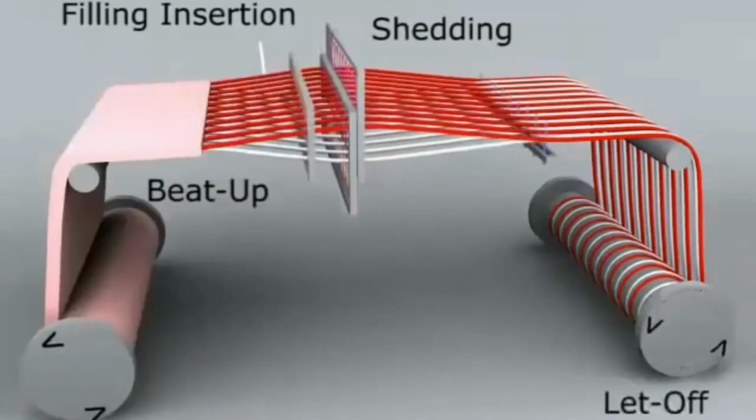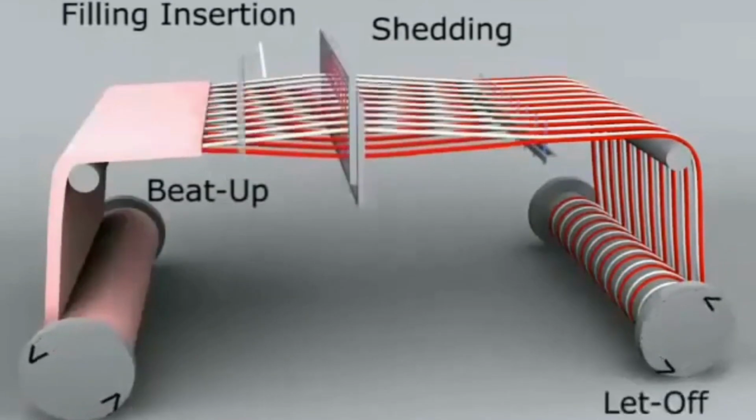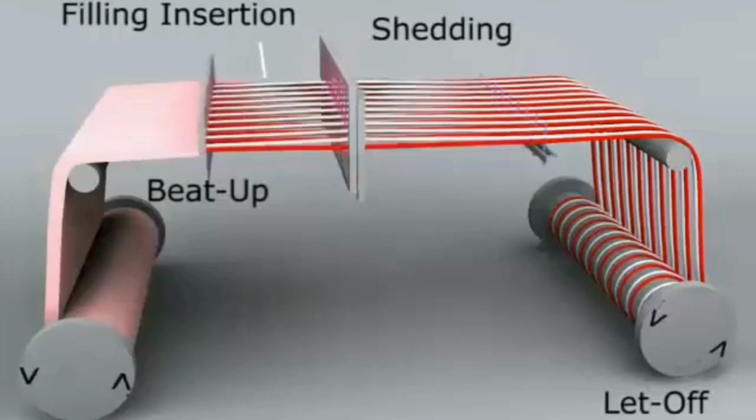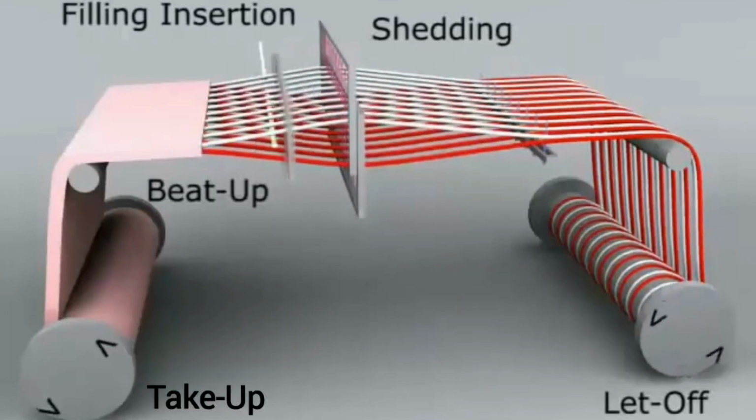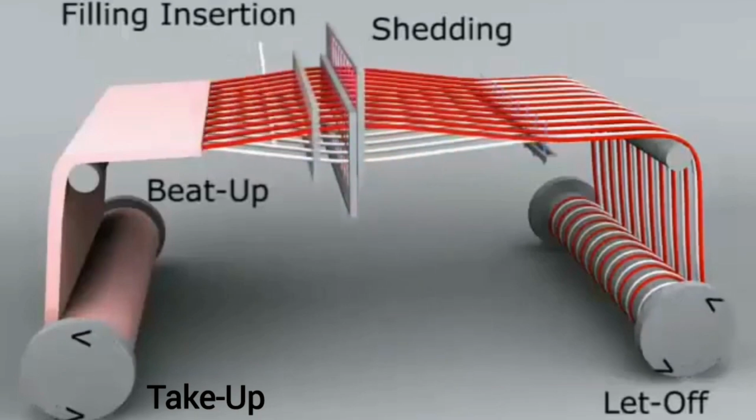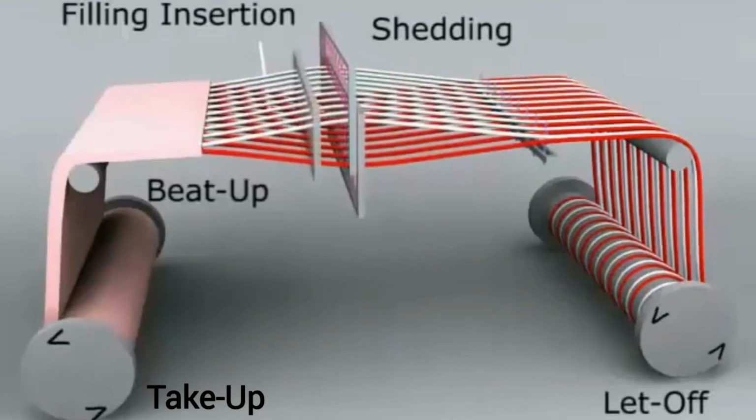Beating up: the reed swings forward to push the new weft thread tightly against the edge of the woven cloth. Let off is a secondary loom motion that controls the unwinding of the warp beam to feed warp yarn to the weaving zone. Take-up motion in weaving is a secondary motion that continuously winds the woven fabric onto a cloth roller as it is produced.